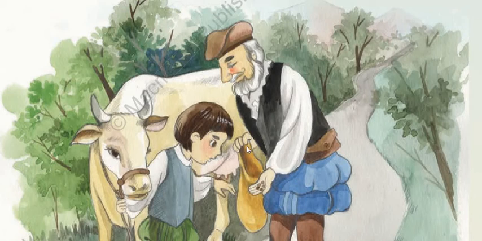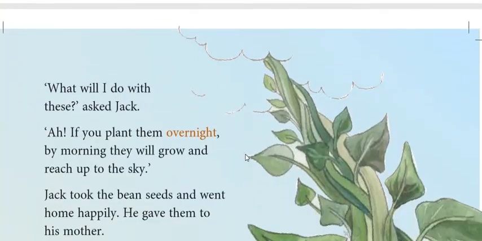So just imagine, students, such a beautiful cow who can even bring a lot of money to Jack. Will Jack accept just 5 bean seeds in exchange of the cow? And do you think if he accepts these 5 bean seeds, his mother will become happy? Will they be able to survive with the 5 bean seeds? No, they will certainly not be able to survive. So let's see what happens in the story.